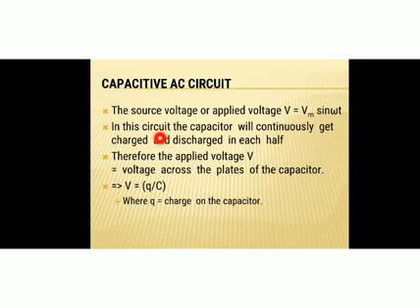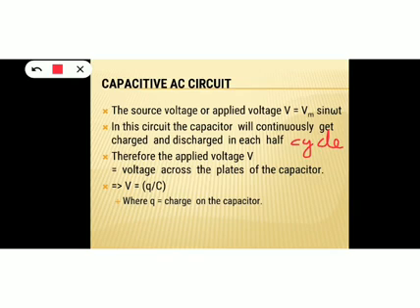In this circuit, the capacitor will continuously get charged and discharged in each half cycle. So you know the AC current will continuously change its magnitude and direction. After one positive half cycle, there will be a negative half cycle. So during each half cycle, the capacitor will get continuously charged and discharged.